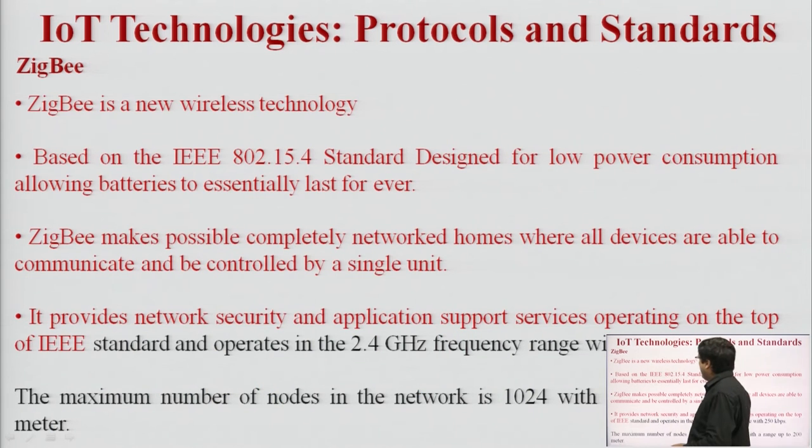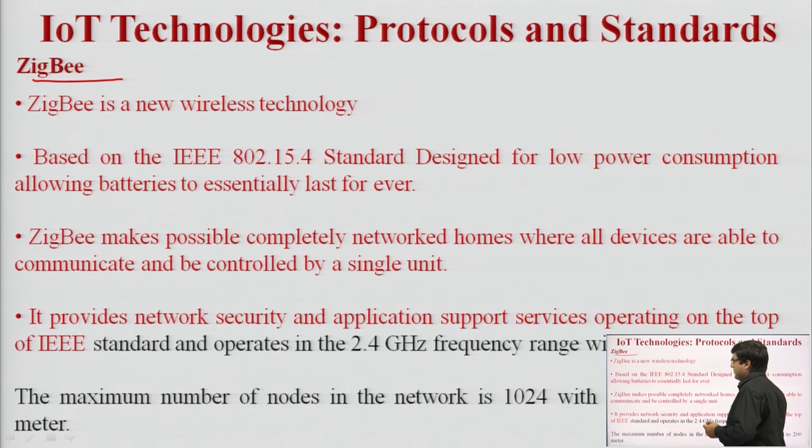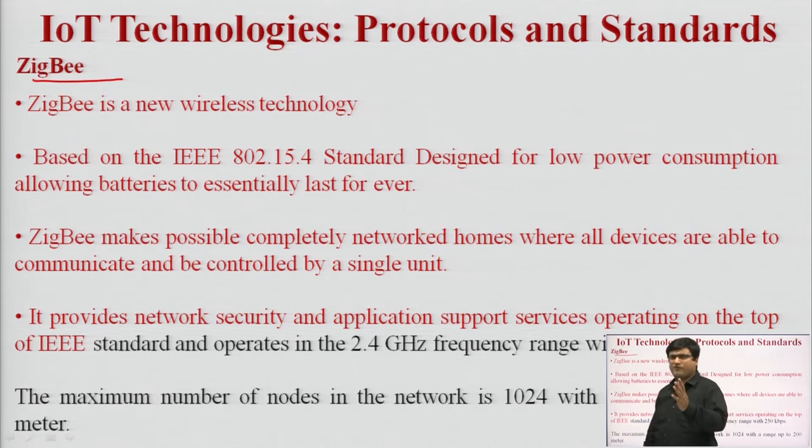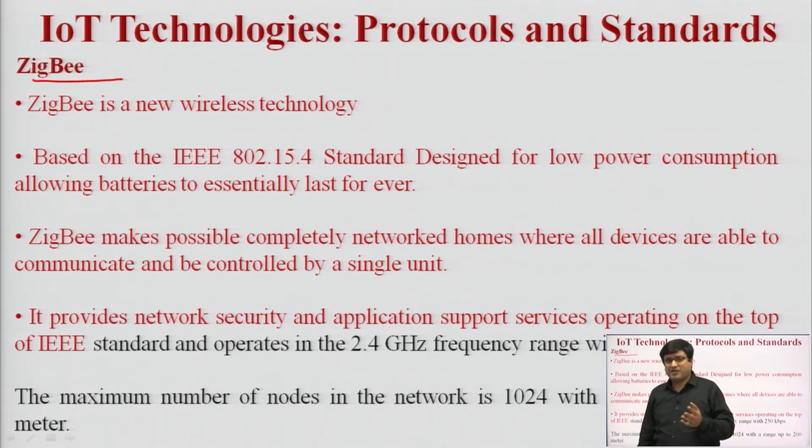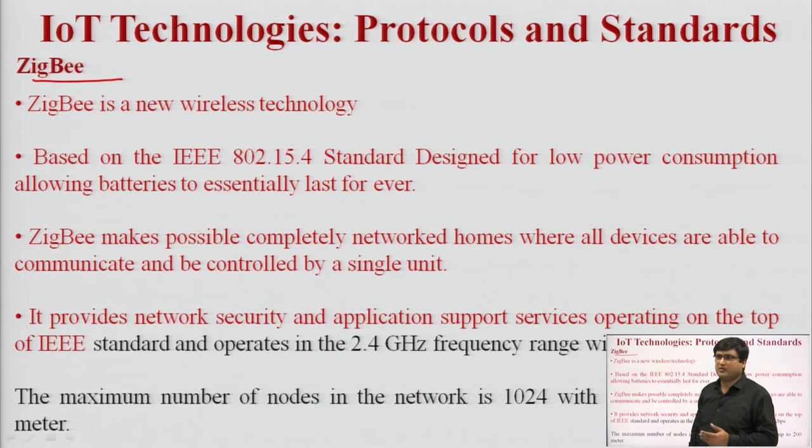So, after that, we will talk about other technologies like Zigbee. What is the meaning of Zigbee? Zigbee is basically a new wireless technology. Traditionally, we are using Bluetooth, RFID, NB-IoT, and in the previous lecture, we talked about NFC technology, near field communication. So, Zigbee is basically a new wireless technology.